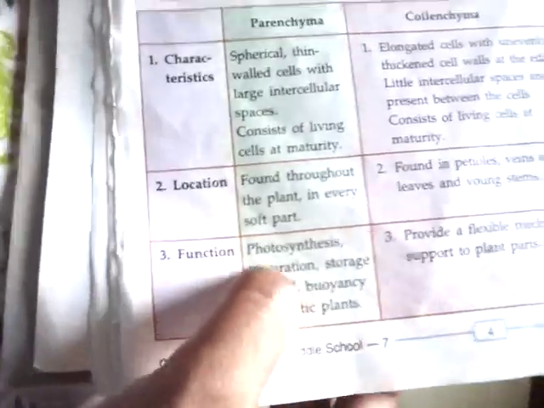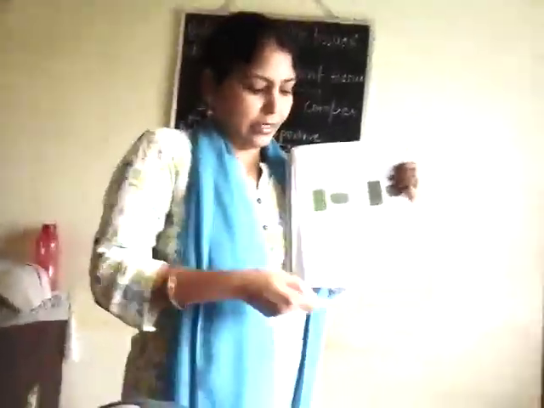Then what is the function of parenchyma? You can see here the function of parenchyma is given. It helps in photosynthesis, respiration, storage of food, and buoyancy. Buoyancy to aquatic plants. That means if you have seen the aquatic plants, some of them remain at the surface of the water. Okay, so that is why they help in buoyancy in aquatic plants.